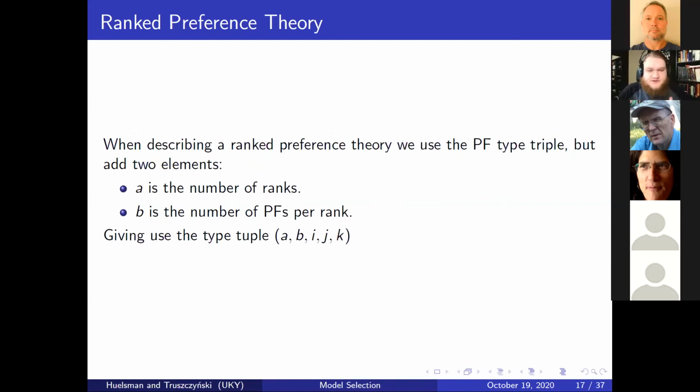Okay, so we now have preference theories, and if we add ranks, we have ranked preference theories. But we also add restrictions to pre-specify their length. What that means is that we add 2 elements to a preference formula type triple, A and B. A is simply the number of ranks for the preference formulas, and B is the number of preference formulas per rank. So this gives us a 5-tuple for the type A, B, I, J, K.